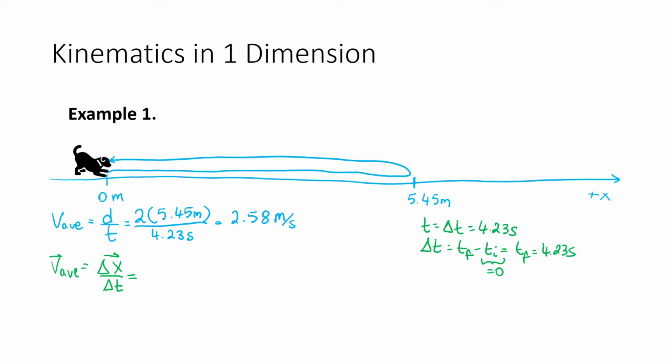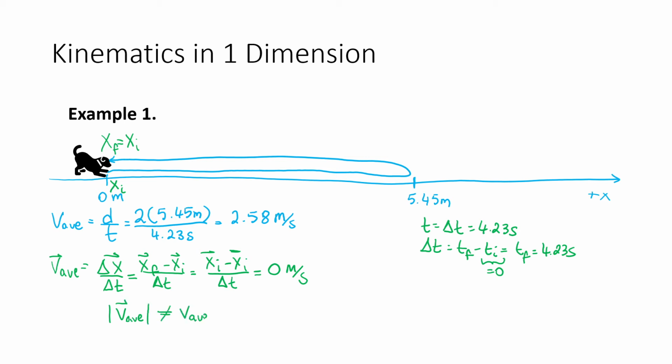Now, what about delta x though? The initial position of the dog is this one here, and the final position of the dog is the same, because the dog starts and ends at the same location. So the position vector for the dog initially and finally are equal to one another. So x final minus x initial divided by delta t is essentially x initial minus x initial divided by delta t, and this is equal to 0 meters per second. So the average velocity has a magnitude of 0, and therefore we can see that in this case, the magnitude of the average velocity is not the same as the average speed.